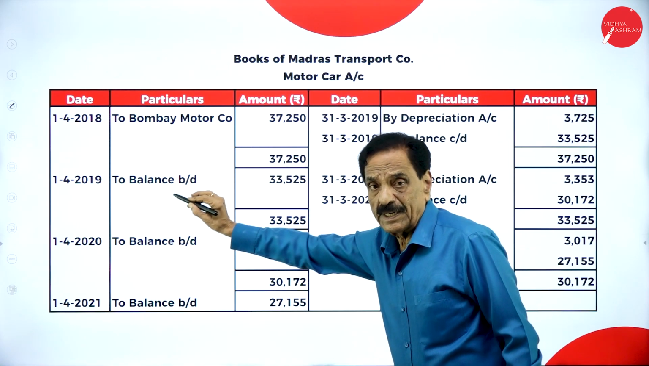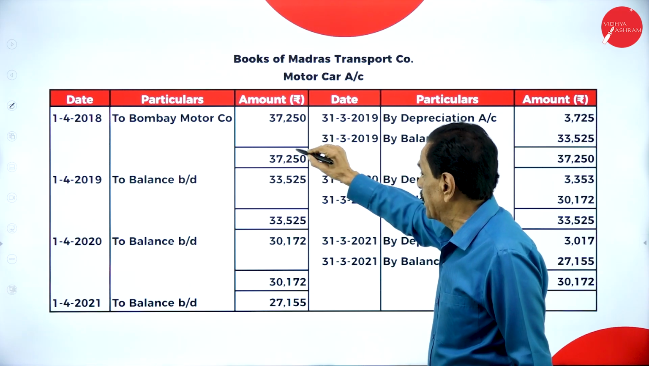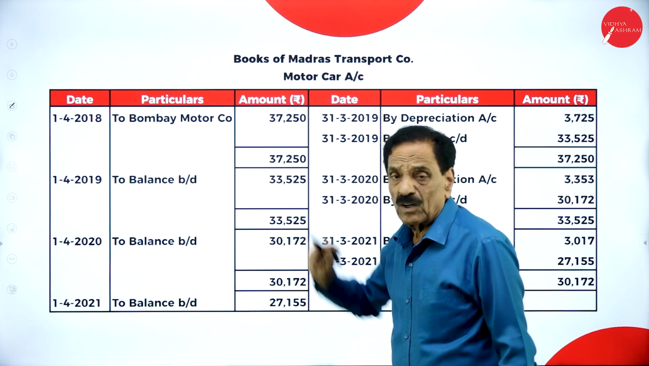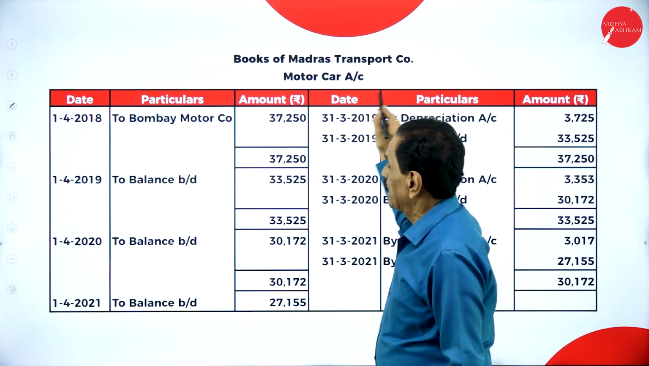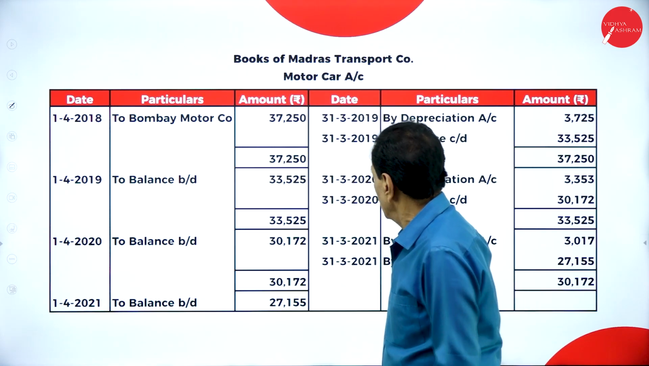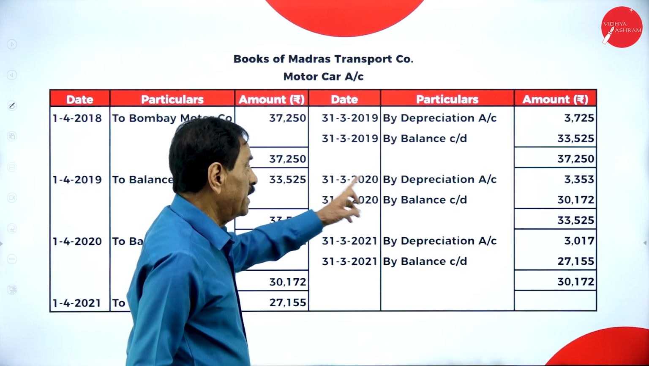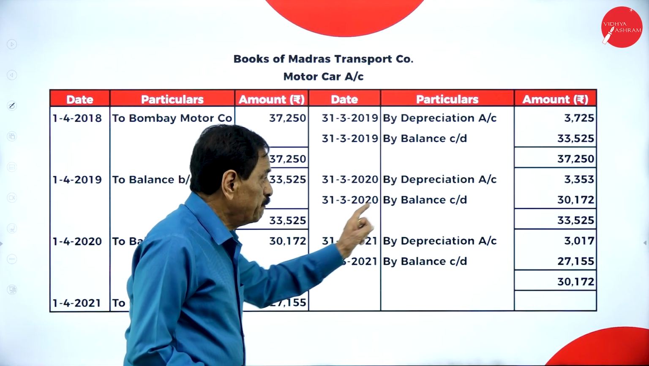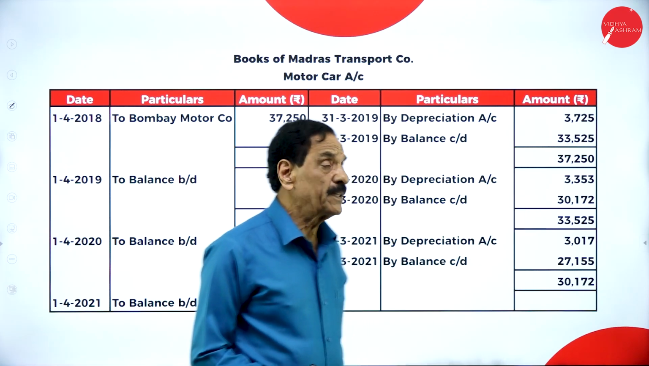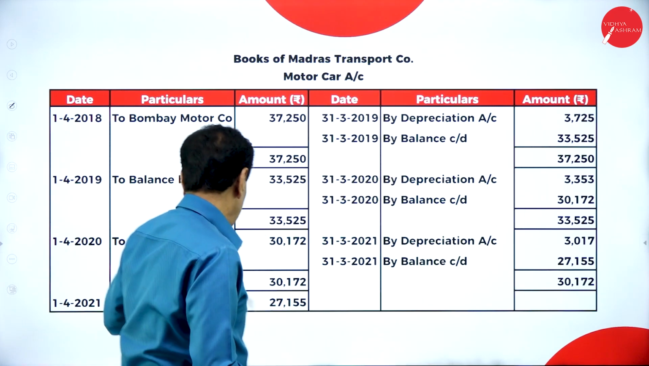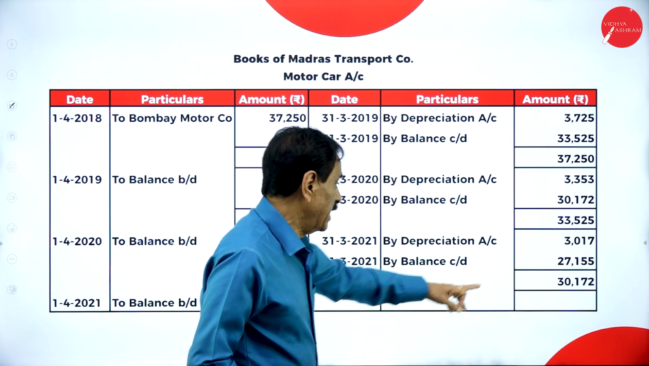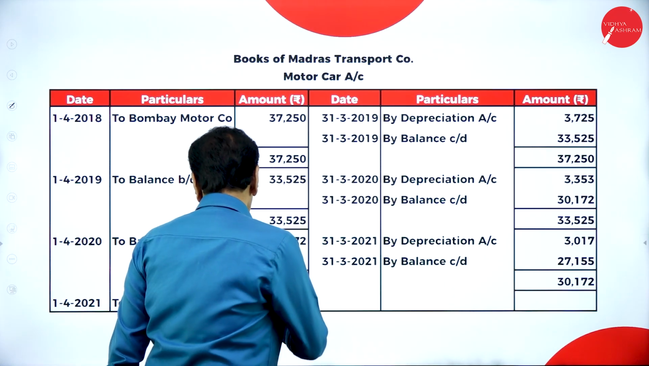Motor car account debit to Bombay Motor, because it was purchased from Bombay Motor, who is the seller. Asset account debit to hire seller account. Motor car account debit to Bombay Motor. By depreciation 10% on this 3,725, carried down, brought down. 10% on this 3,353, balance carried down, brought down. By depreciation 3,017, carried down is 27,155, brought down is 27,155.